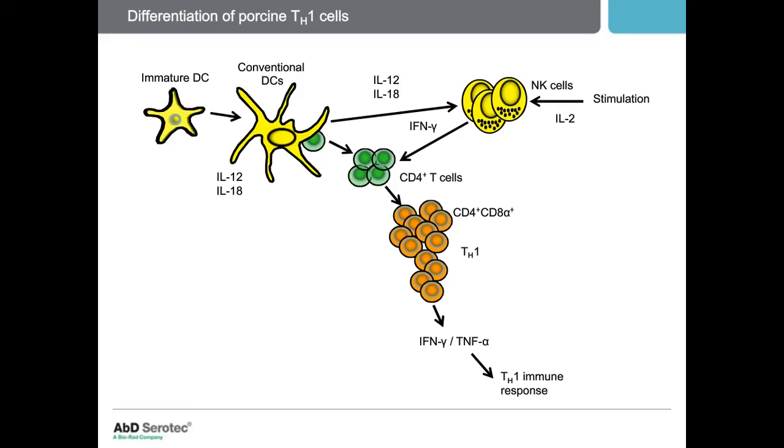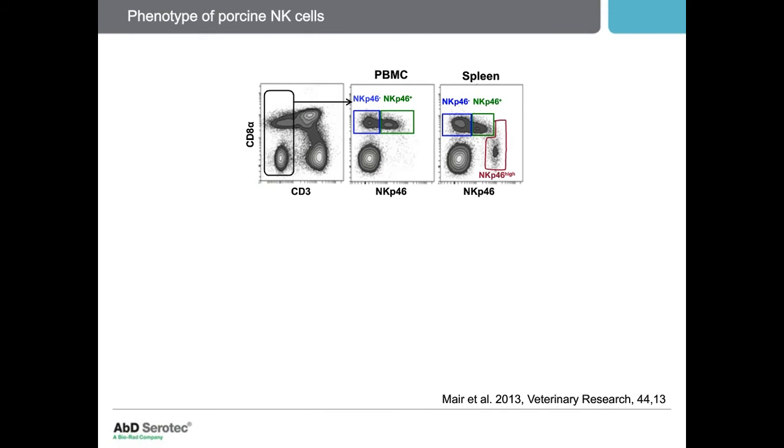So when we look at the phenotype of the porcine NK cells, we can say that these cells are CD3 negative and most of them are CD8 alpha positive. And within PBMC, we can distribute these NK cells into two different subsets, NKp46 negative ones and NKp46 positive ones. And when we look in spleen or other lymphoid organs, we find in addition another subpopulation showing a downregulation of CD8 alpha and a high NKp46 expression.